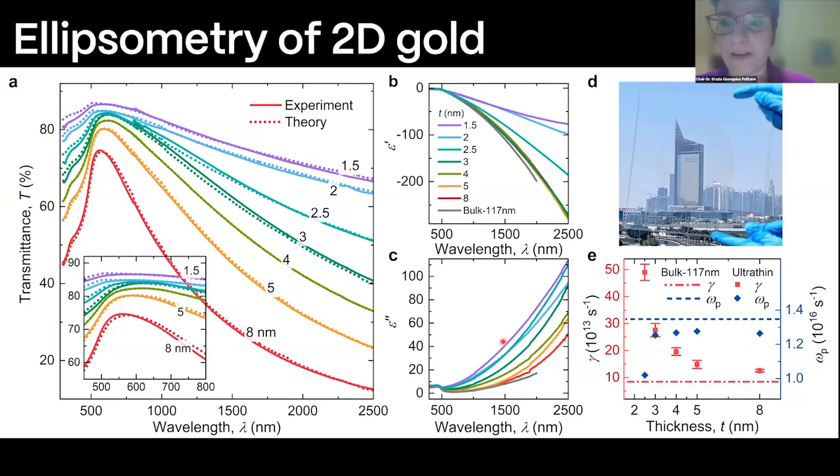I think no. So my question is, what are the next steps in this research in the study of ellipsometry of 2D gold? Do you think that it can be improved?